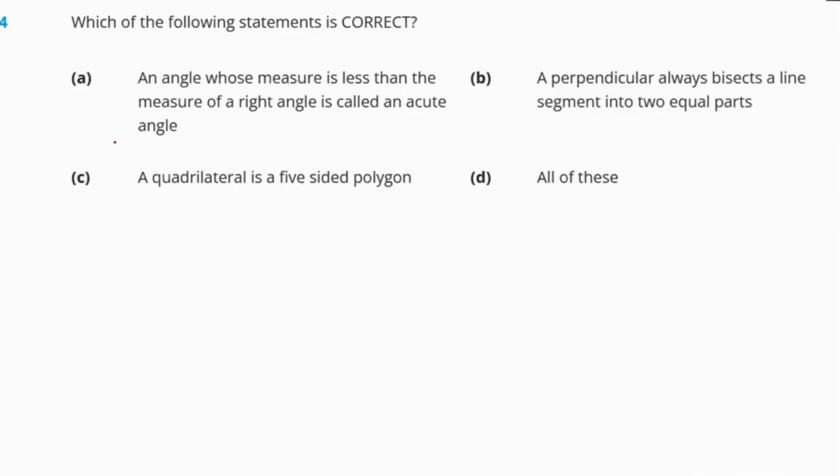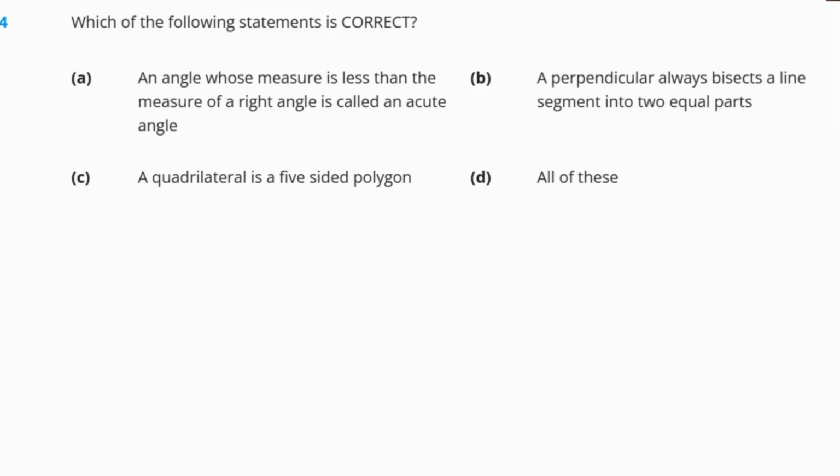Next, fourth question, which of the following statements is correct? Okay, so we have to find out which of the following statements is correct. First one, an angle whose measure is less than the measure of a right angle is called an acute angle.